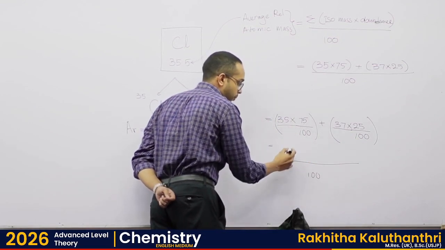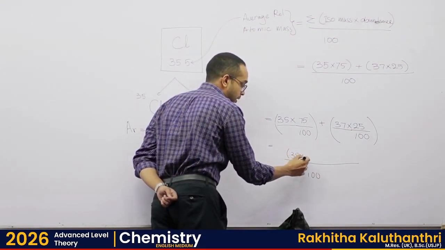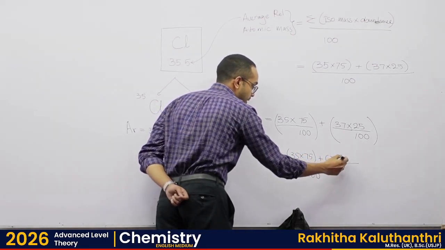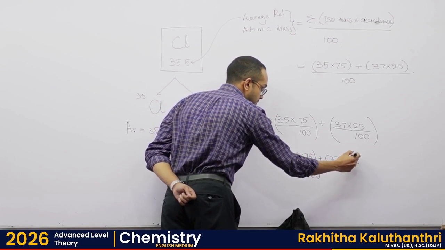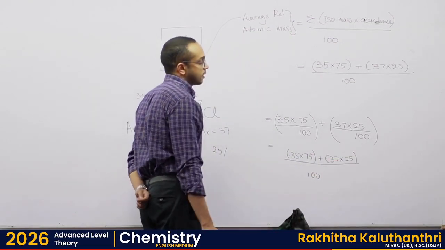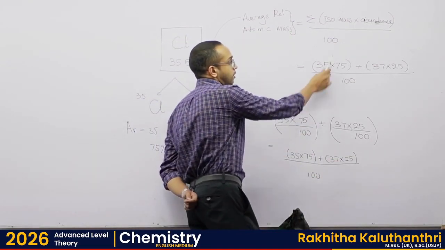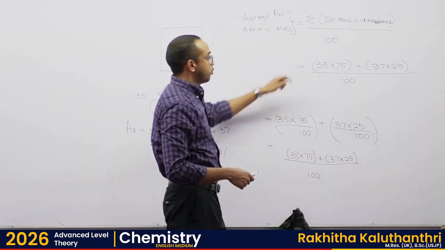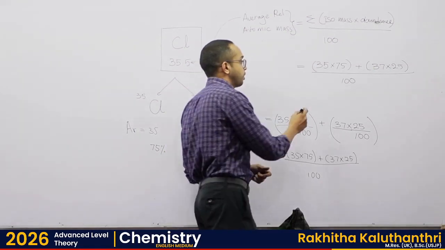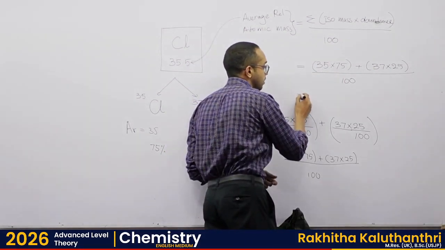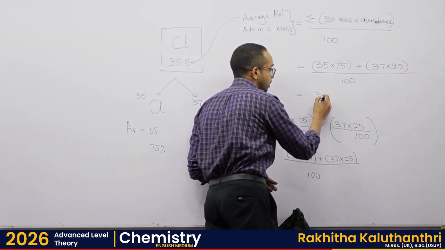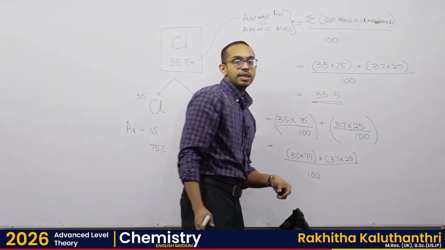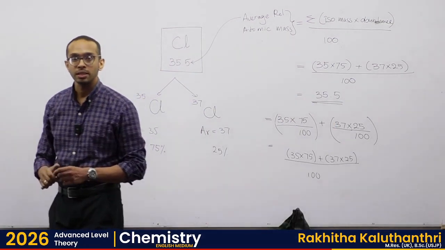And then at that point you can write 35 multiplied by 75 plus 37 multiplied by 25. So that's how we actually have this equation formulated. But either way, if you just follow the steps, you should get to the answer. So when you solve this, the answer comes perfectly to 35.5. Is that clear? Do you understand this?